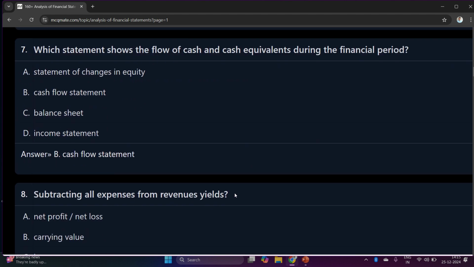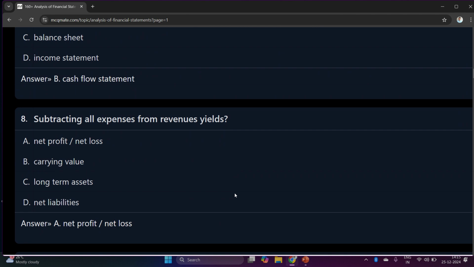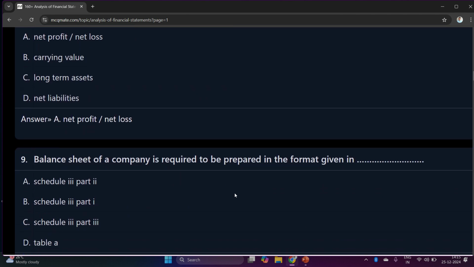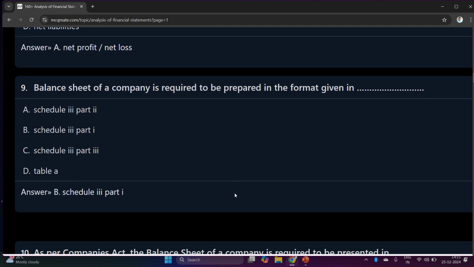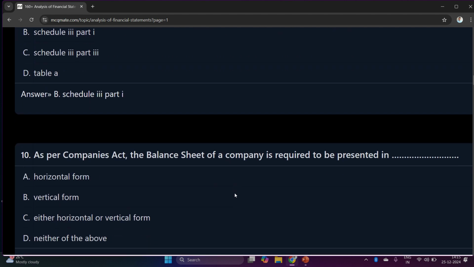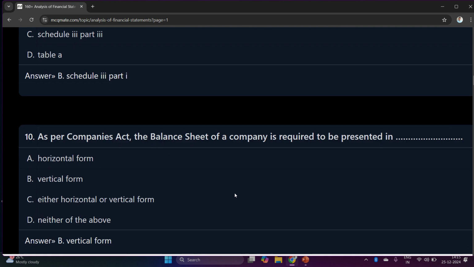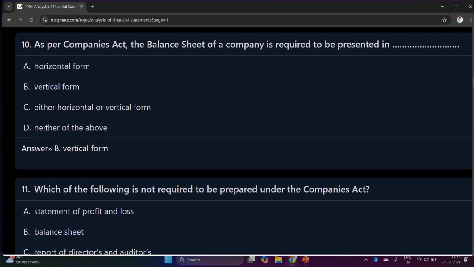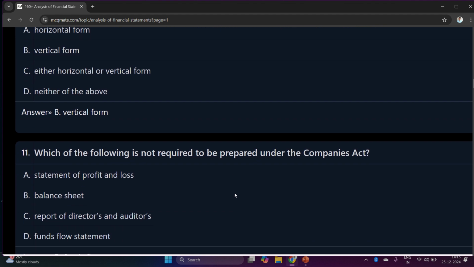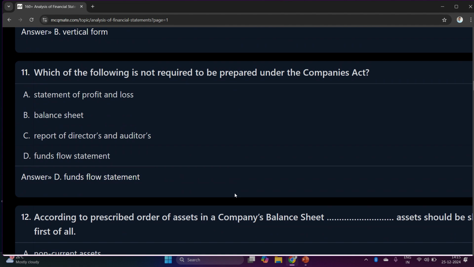Subtracting all expenses from revenue yields net profit or loss. The balance sheet of a company is required to be prepared in the given format in Schedule 3, Part 1. The balance sheet of the company is required to be presented in vertical format. Which of the following is not required to be prepared under the Companies Act? Funds flow statement is not required to be prepared under the new Companies Act 2013.